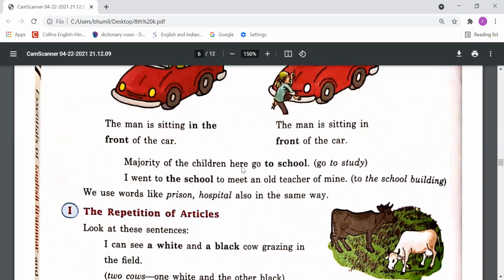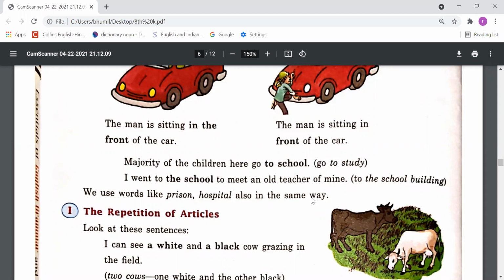Majority of children here go to school, go to study. I went to the school to meet an old teacher of mine, to the school building. We use words like prison, hospital also in the same way. So dear students, when any building is used for its common, particular purpose, in that case we should not use any article. But if we use that building name for something else, in that case we need to use the. If I say children go to school, there is no need to use the article before school, because the common purpose is studying there.